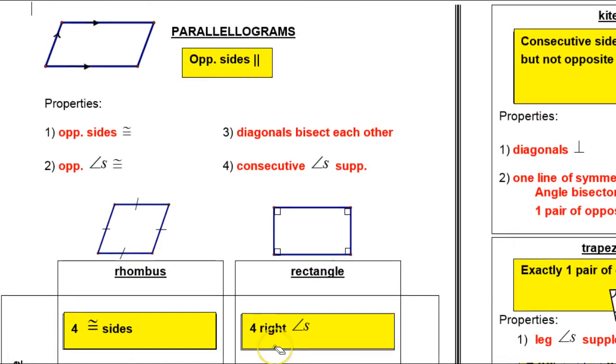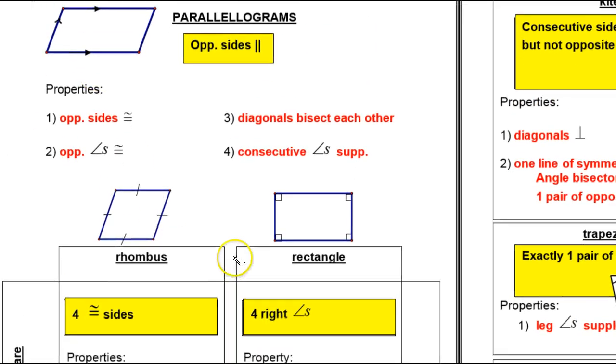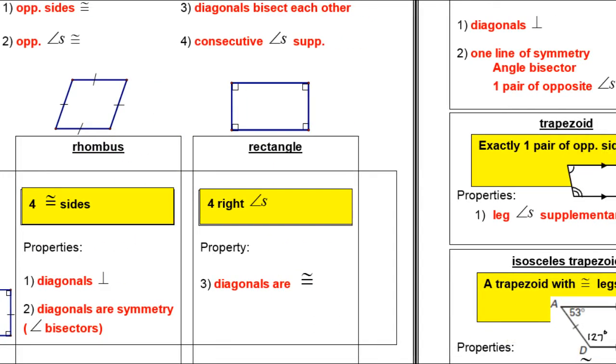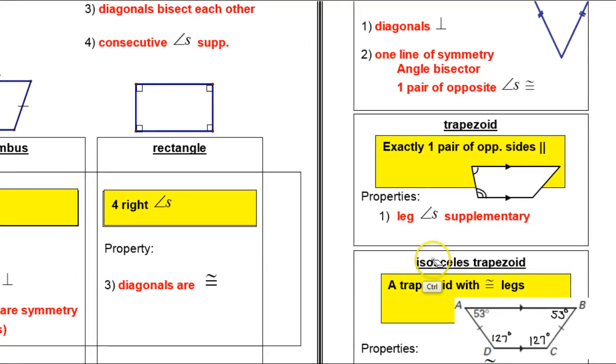So that's it for the parallelograms. You have a general parallelogram shape, and then special cases, rhombus, rectangle, and square, all parallelograms. Now, the other 3 shapes I'm going to mention now are not parallelograms.